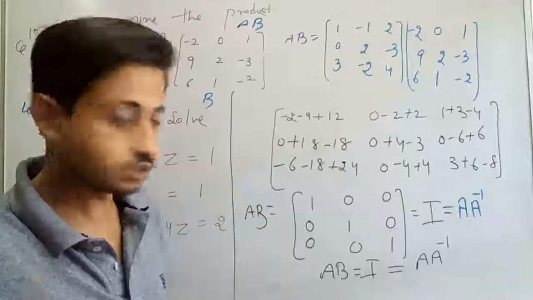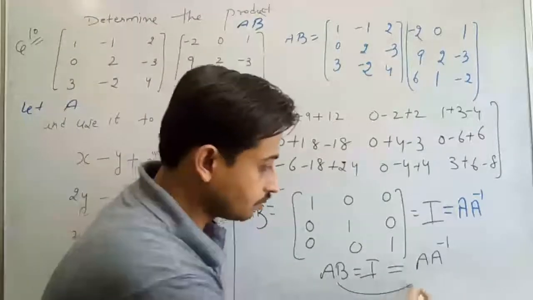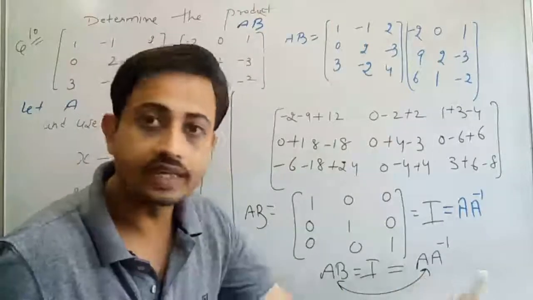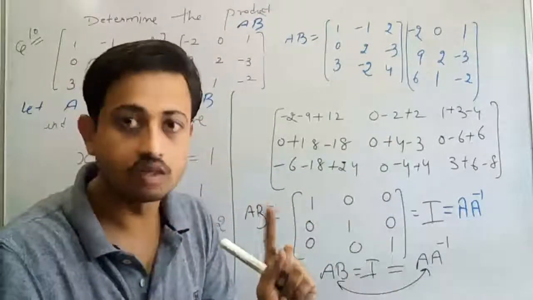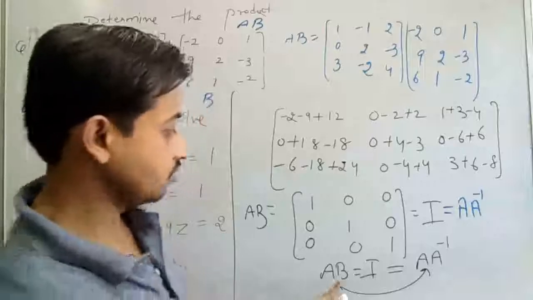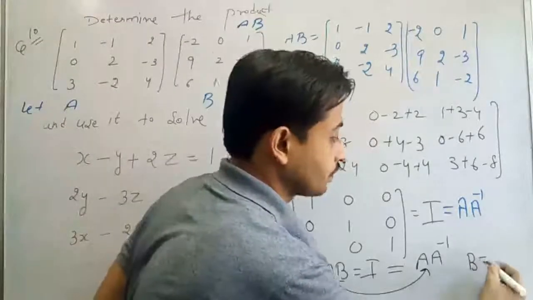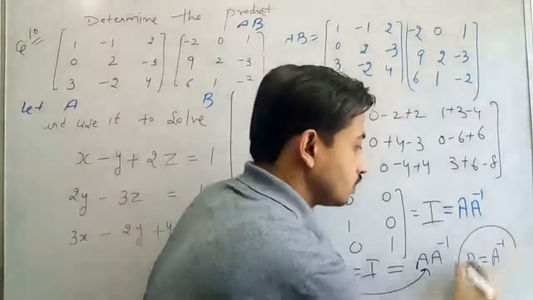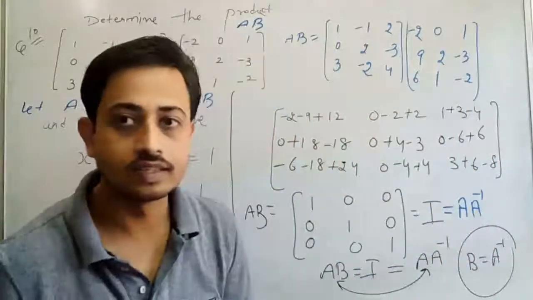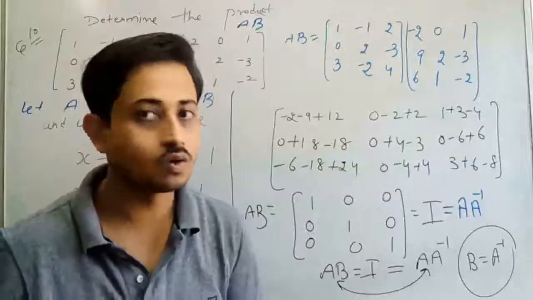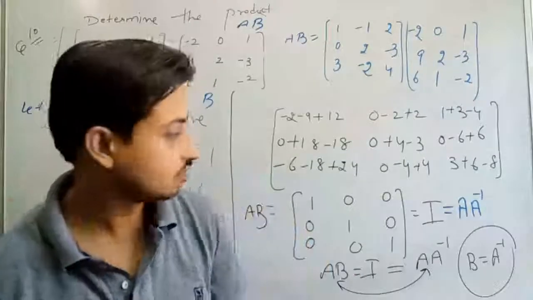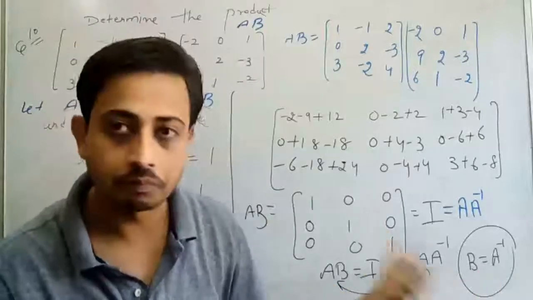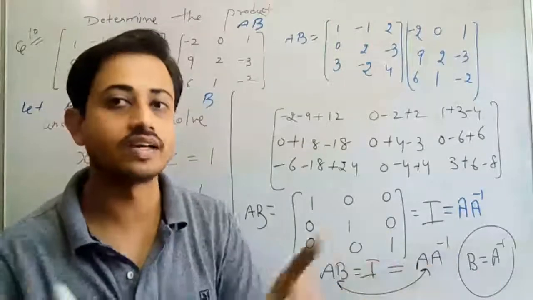Now what we have to use? I am using this concept: A B is equal to I, so B is equal to A inverse. It means A will be cancelled out. Then what we will get? Here we get B and here we get A inverse. So this is what we get: A inverse without finding the adjoint. What is A inverse? This is simply the matrix B. So there is no need to find out the adjoint.